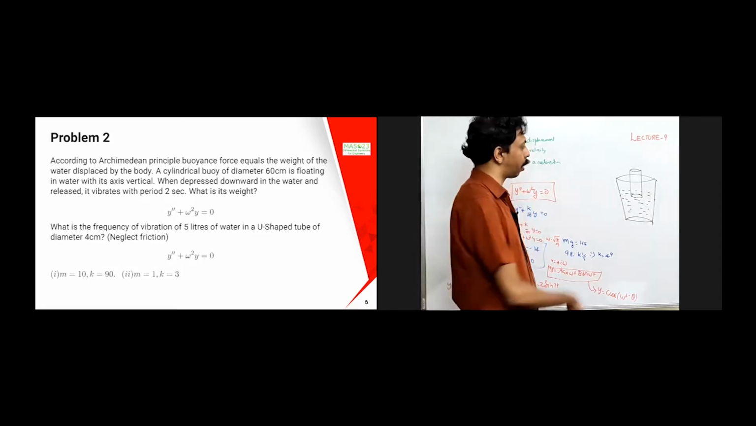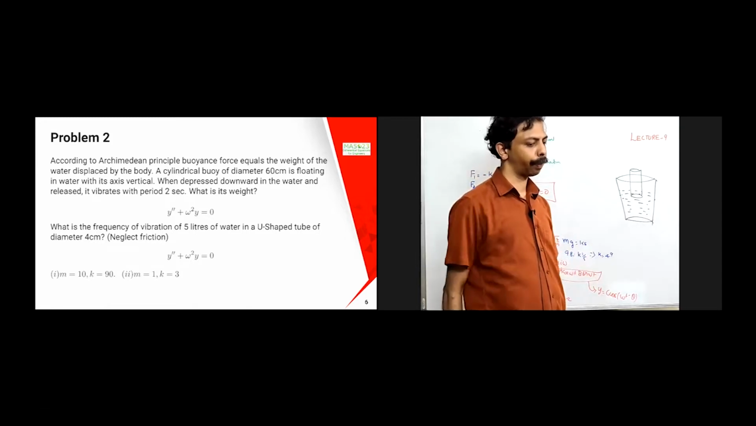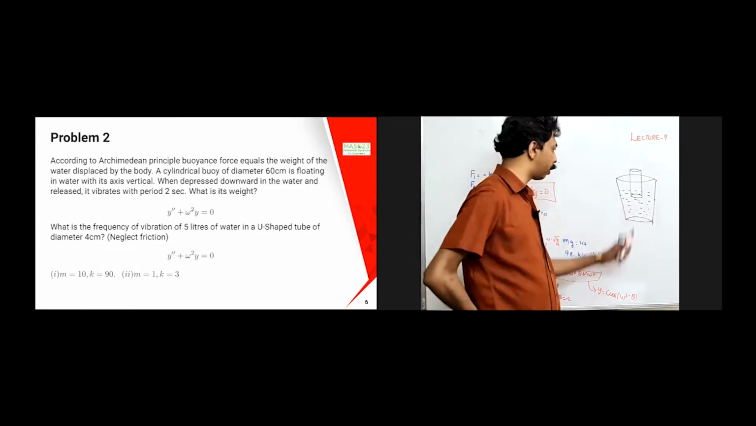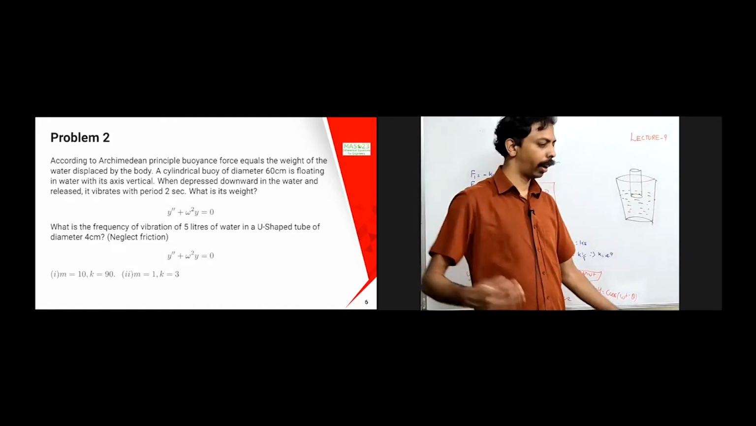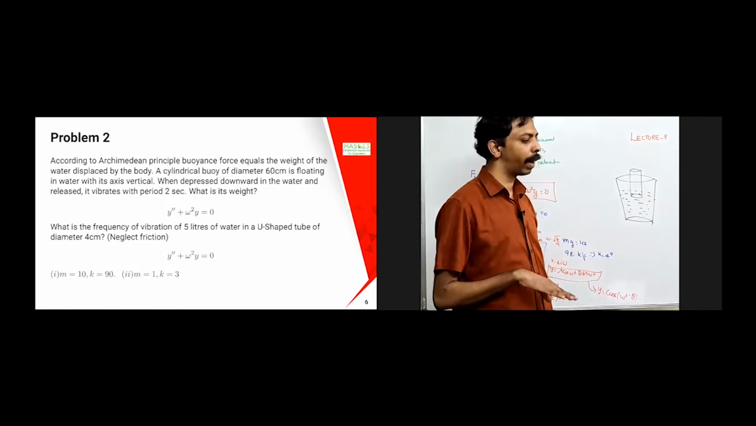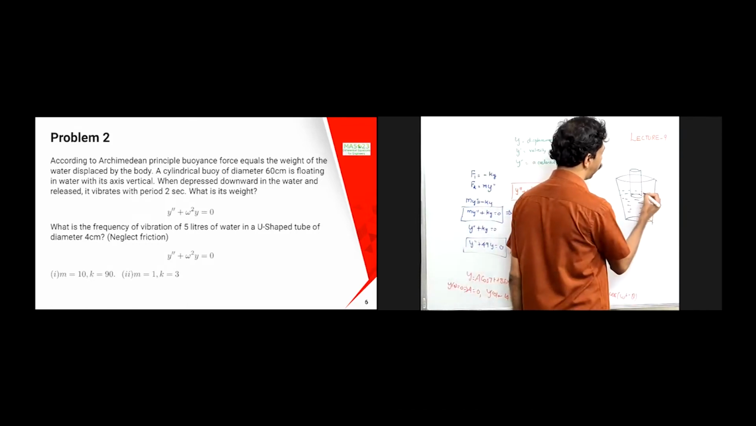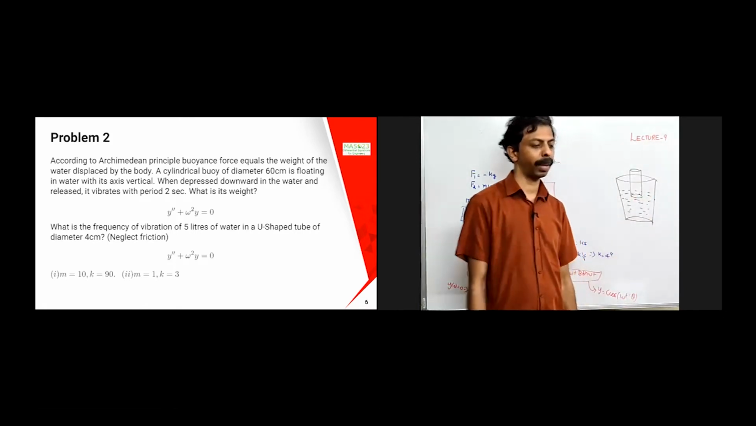So it is displacing the water in the vertical direction. It is floating in this bucket, or you can take it as a tub. Release it, and it is going to vibrate. The vibration period is going to be 2 seconds. Means once it reaches over here, to reach that place again it takes 2 seconds. It vibrates with a period of 2 seconds.